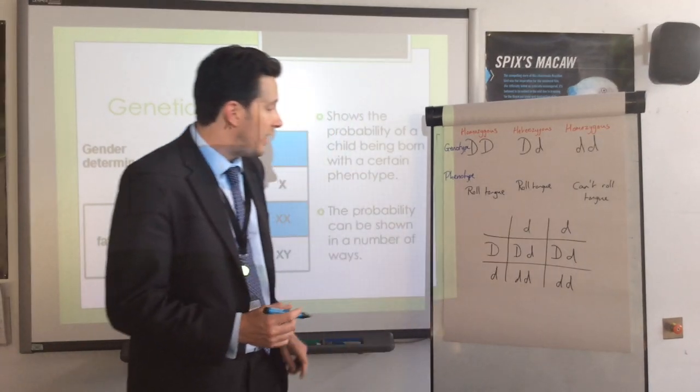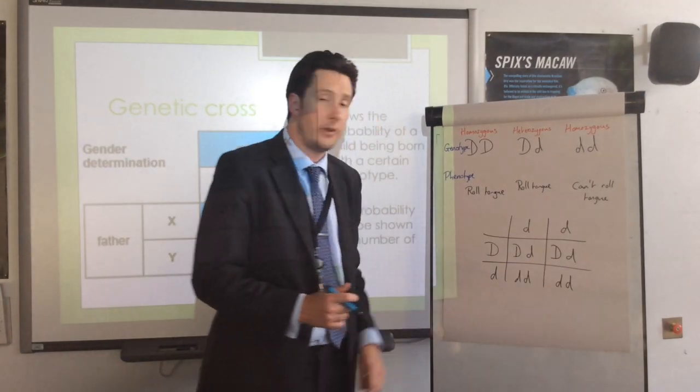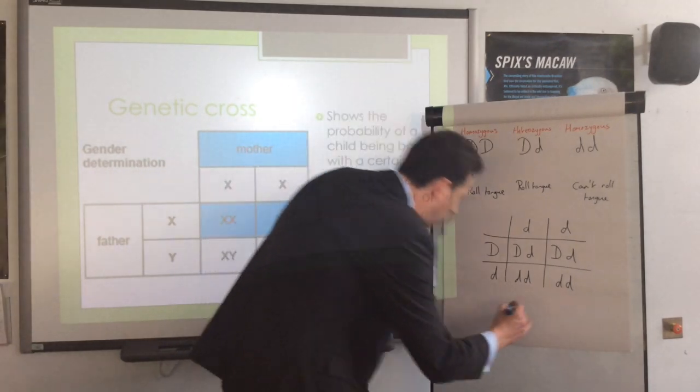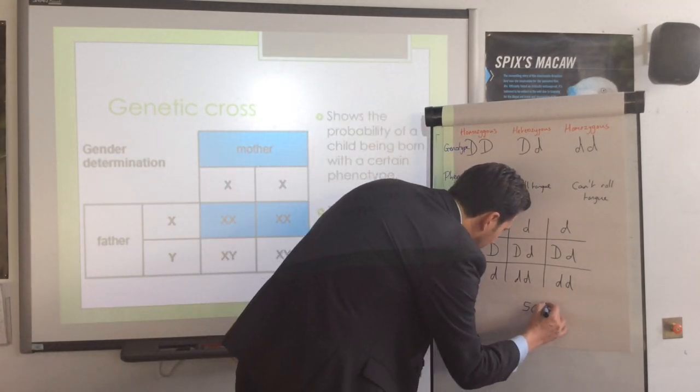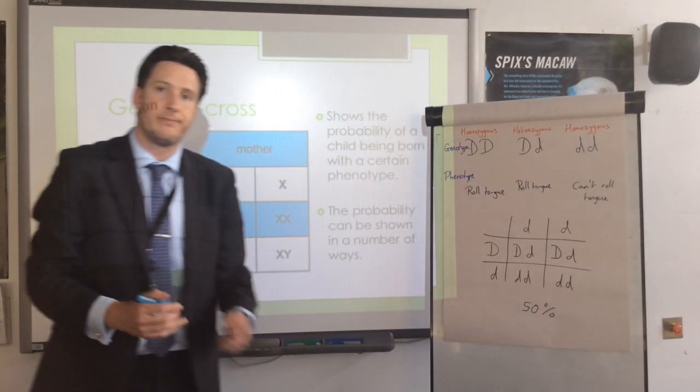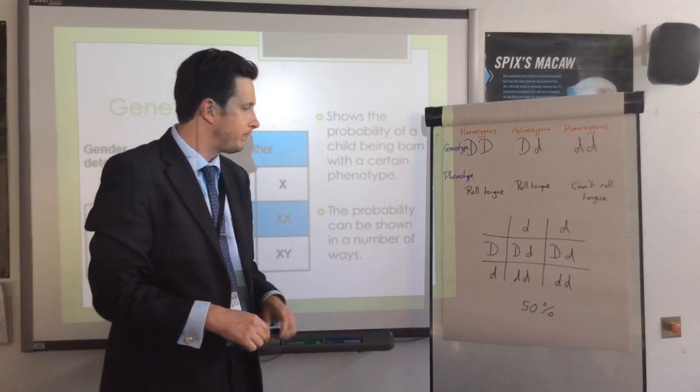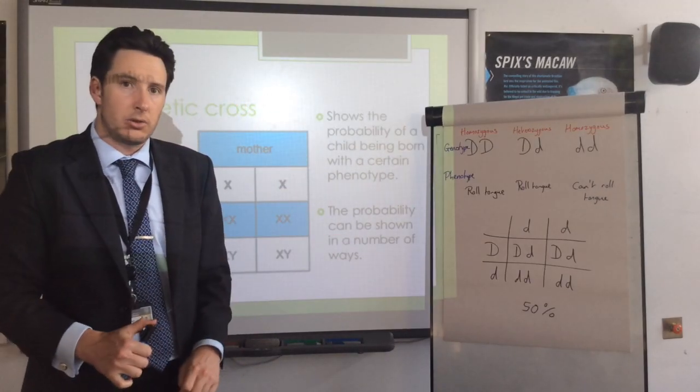So the chances of having a child who could not roll their tongue from this genetic cross, I would say, is 50%. Okay? That's the way I would do it, as a percentage. Okay? So that would be that genetic cross.